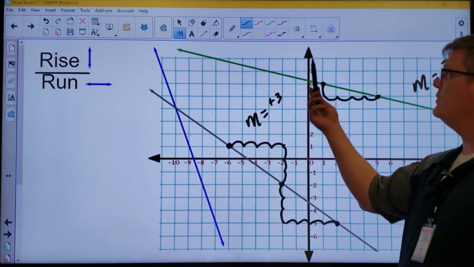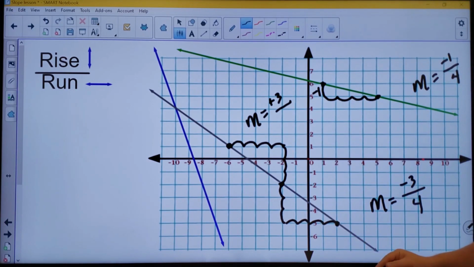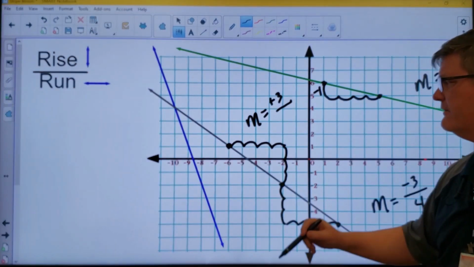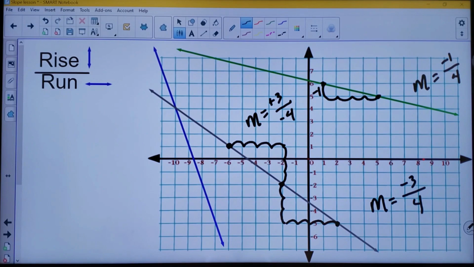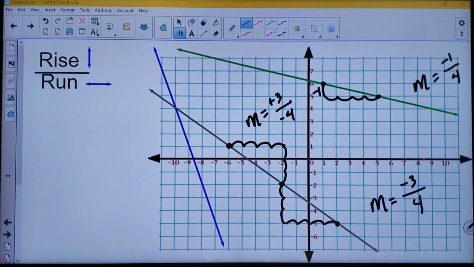So we went up towards the positive y, so our rise is a +3, and our run, we're moving back. We're moving towards the -x. And so our run would be -4, and the slope is -3/4. These are both exactly the same slope. A -3/4 is the same thing as a +3 over a -4.